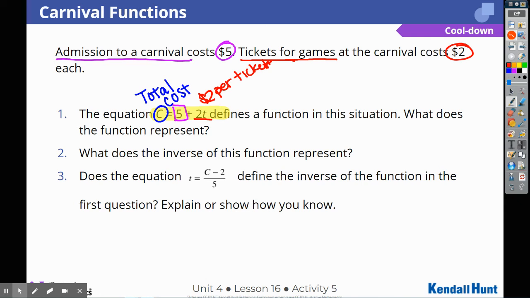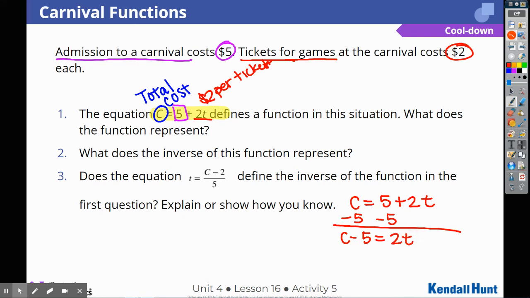If we're going to write the inverse for this function, we would be solving for t. That would tell us the number of tickets that we could purchase if we knew the total cost we had. So we would need to take that equation and solve for t. If we have c equals 5 plus 2t, we have to start by doing the reverse of our order of operations. So we would first subtract 5 from both sides. That would give us c minus 5 equals 2t.